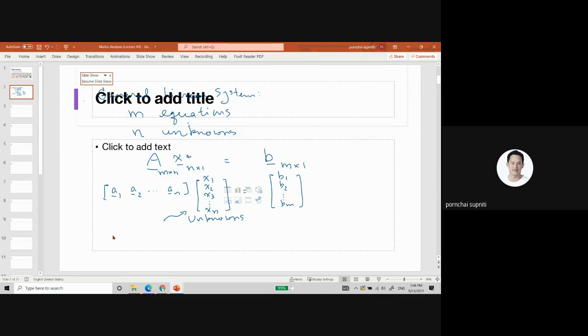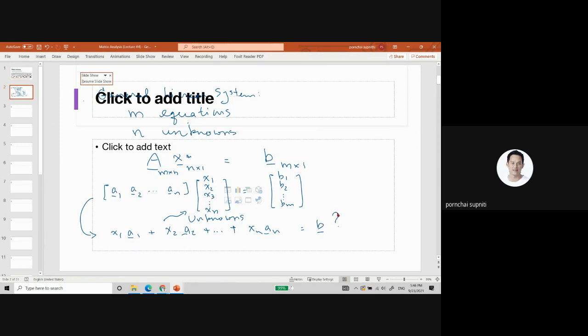If we multiply them out, on the left-hand side I will get x1a1 plus x2a2, all the way to xnan, equals b. The x's are all variables, so they can be any numbers. And a1, a2, all the way to an have underlines, so they are all column vectors.